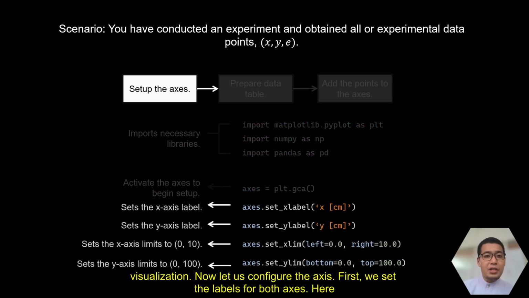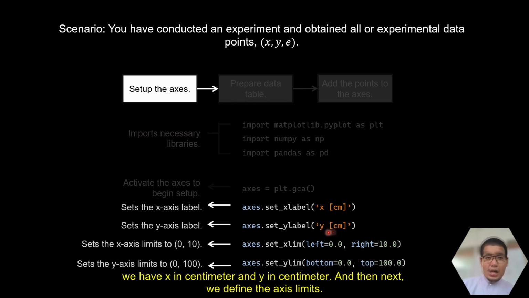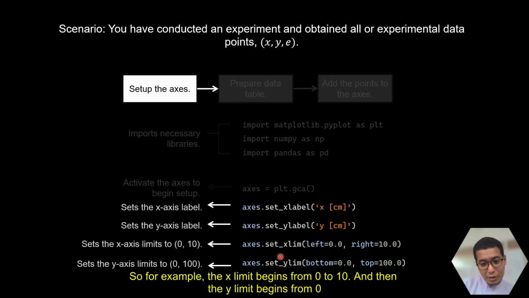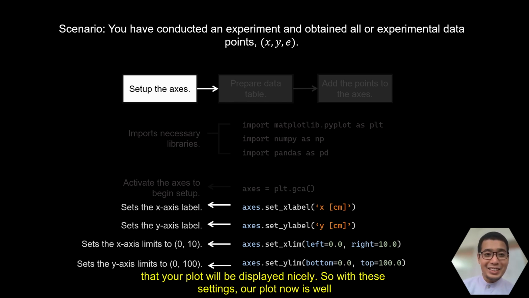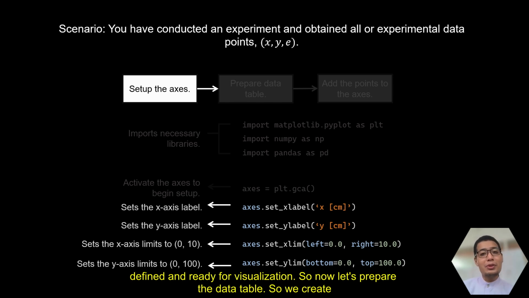Now let us configure the axis. First, we set the labels for both axes. Here we have x in centimeters and y in centimeters. And then next, we define the axis limits. For example, the x limit goes from 0 to 10, and then the y limit goes from 0 to 100. It is just an example. Later you will have to adjust this information so that your plot will be displayed nicely. With these settings, our plot is now well defined and ready for visualization.